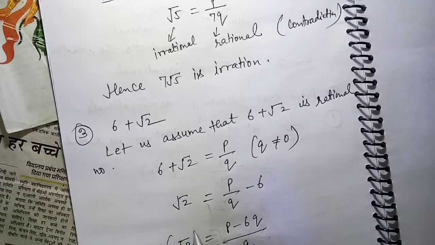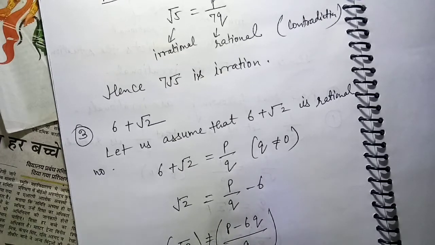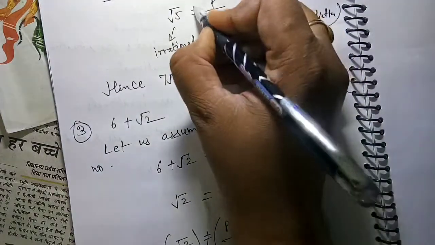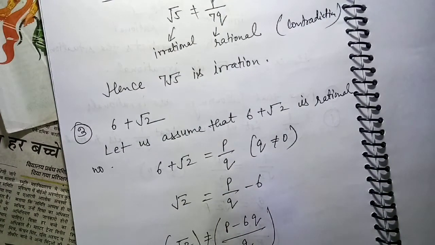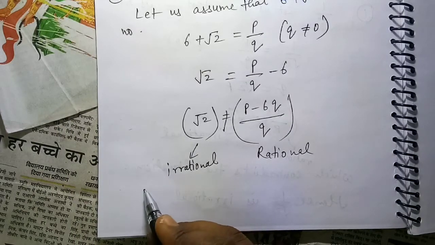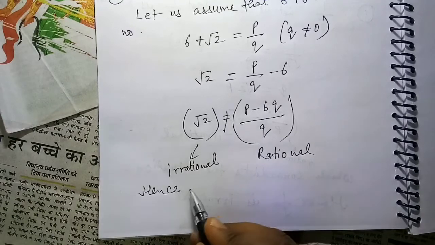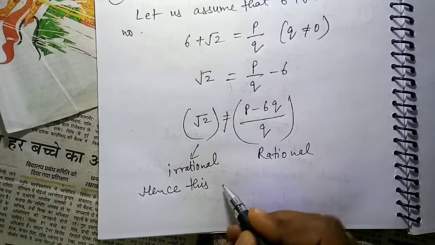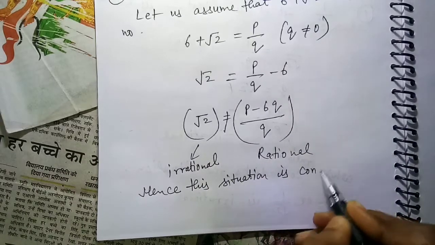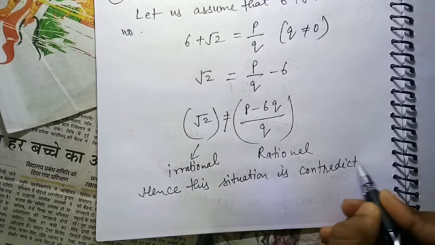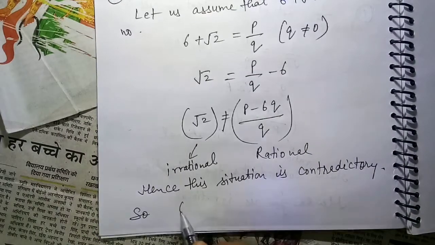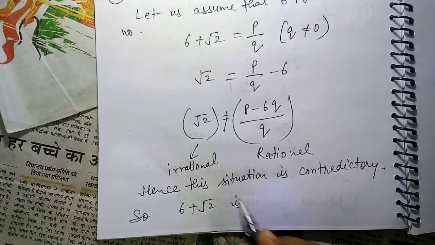Now this is not possible because this is irrational. This is also not possible. Then this is rational. Hence this situation is contradictory. So 6 plus root 2 is irrational.